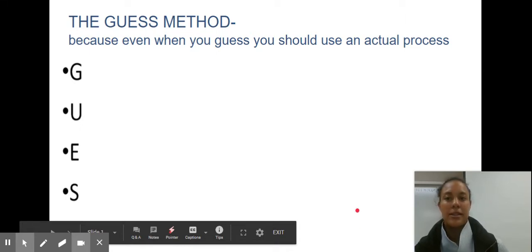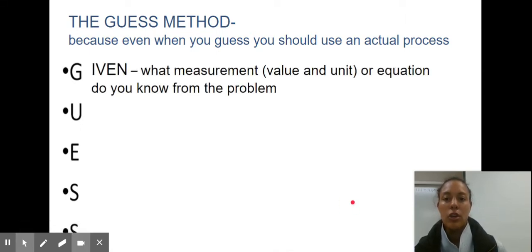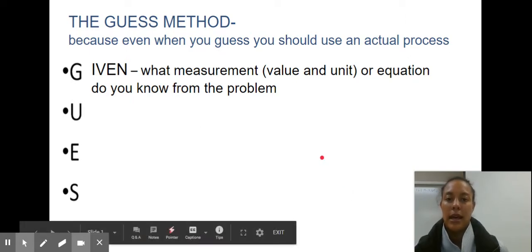The G stands for given. You are going to identify what are your known measurements at the beginning of the problem, including any value and units, and list them out for what specific variable they are associated with. We'll do some practice ones in a little bit so you can identify each of these steps in an actual word problem. But starting off with your known measurements with the values and units.